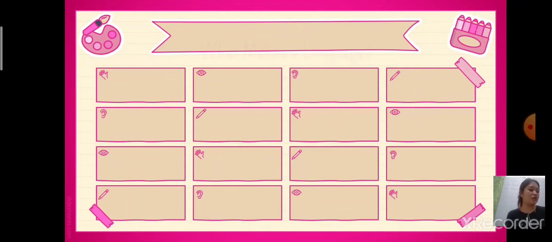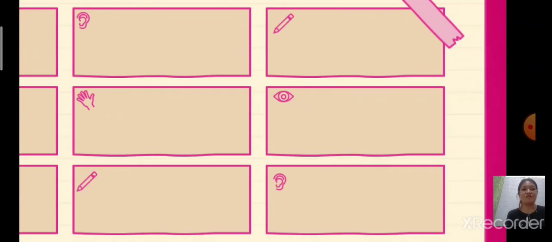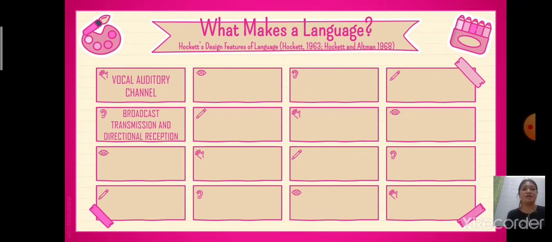Now we have here the design features of language by Hockett and later on Hockett and Altmann. So we have here vocal auditory channel. When we say vocal auditory channel, this language is composed of spoken sounds, the sounds produced in languages.